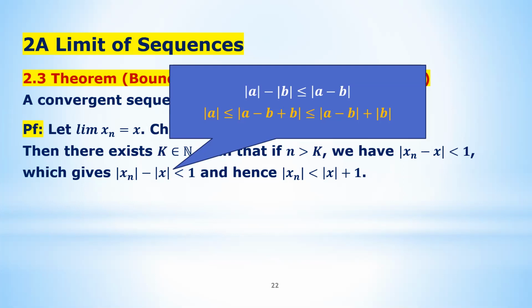Then you use the triangle inequality on the second term, a minus b plus b, treating a minus b as one thing and b as the second thing. Using the standard triangle inequality, you get the absolute value of a minus b plus the absolute value of b. Then you subtract the absolute value of b on both sides, and you get the new inequality: the absolute value of a minus the absolute value of b is less than or equal to the absolute value of a minus b. This is the inequality we're going to use.